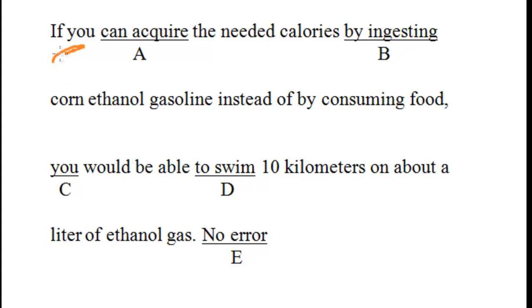So what is this, a clause or a phrase? I think that's one of the first things that you need to identify. It says if you can acquire the necessary calories. So if you take out if, you know that this is a clause, right? So it's a dependent clause. Okay. And then this is an independent clause. You would be able to swim. Okay, so that's the sentence structure. Now, since that's correct, you can check if the pronouns match. This one says you and this one says you, so that's not wrong.